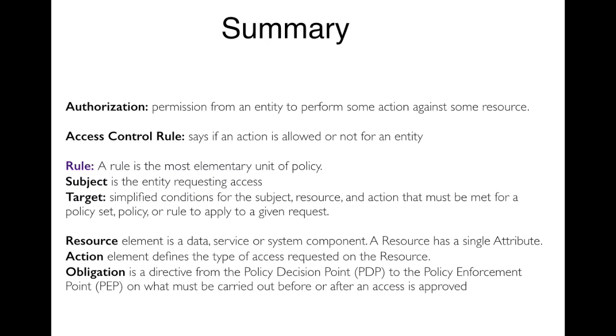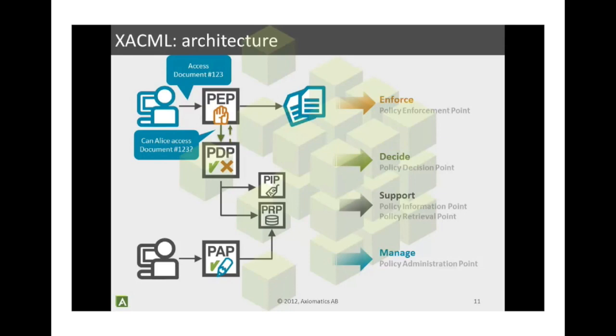Well, so finally, a summary about the most important words that we have. First of all, authorization. It's obvious, you have done it tons of times. It's the permission from an entity to perform some action against some resource. Then the access control rule, that says if an action is allowed or not for an entity, and is the most elementary unit of a policy. Okay. Then the subject, that is the entity requesting access. In this case, it would be Alice.